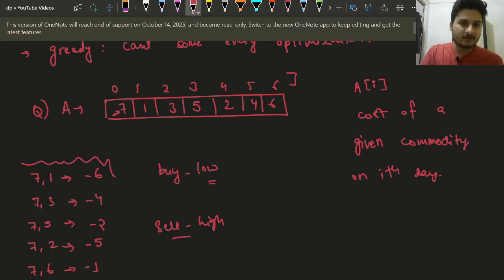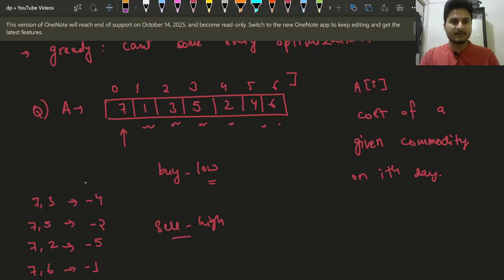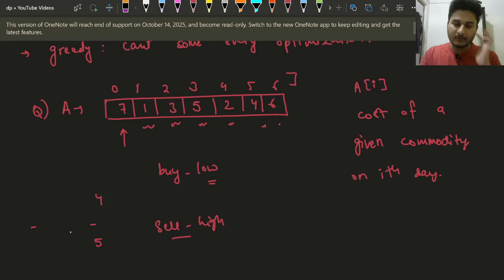So this is kind of a greedy approach. If we are not exploring these scenarios, we are going to follow greedy, sorry, not DP. And why? Because obviously we are not interested in 7, because why would we buy on 7 when there are days which have prices lower than 7? So that is number one observation.